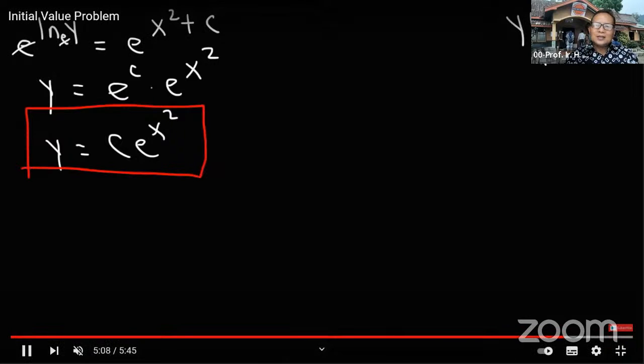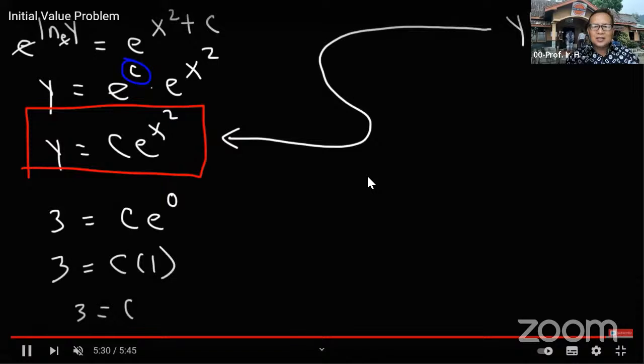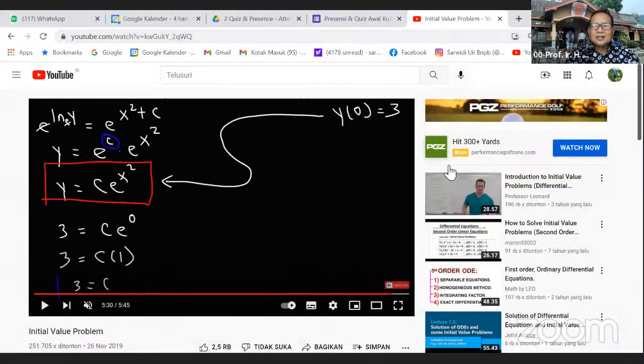Okay. And then just for the continuation, we just apply the initial value. How to find c? Just put it in, because if y at x equals 0 is 3, then 3 equals c times e to the 0, which is 1. So c equals 3. That's all. This is the solution for the exact procedure.